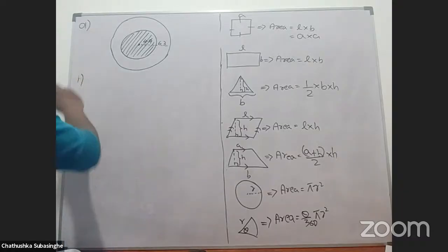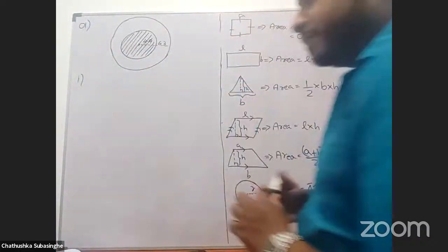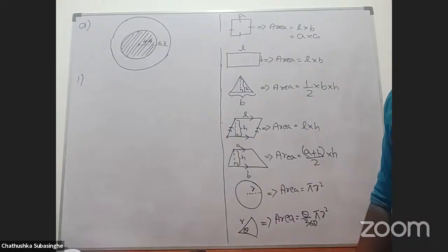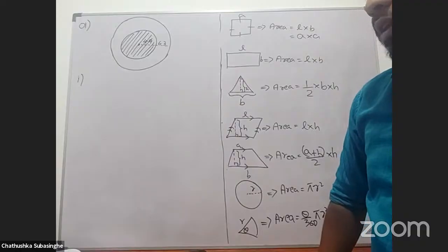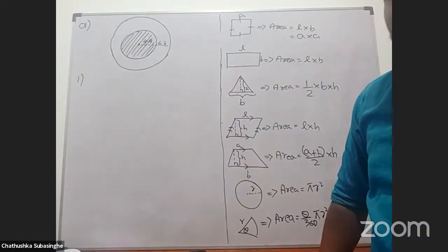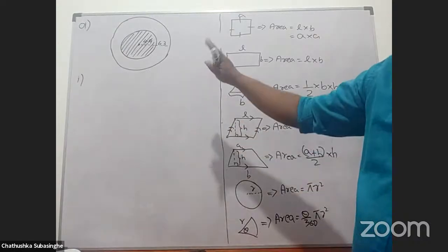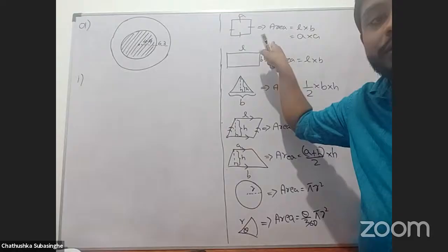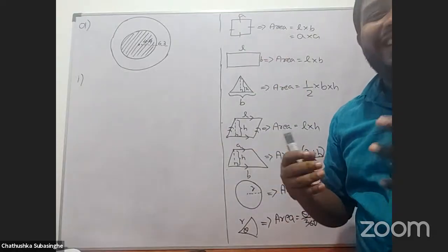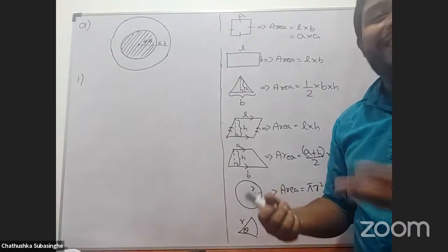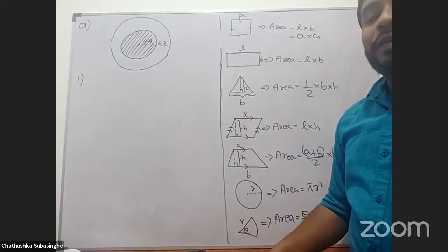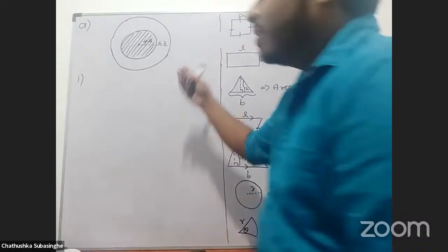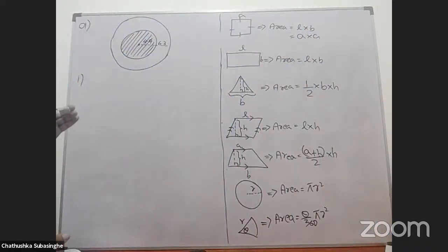So under Roman number 1, it's asking to find the area of the lighter part, which means we have to find the area of this part. Does anyone have any idea how to work it out? It's the same thing as the question that we did over here. Yes, Kishore. Yes, pi r squared. Exactly. So we can use the pi r squared equation for this circle so that we can find the area of this. There are two ways to work out this question.